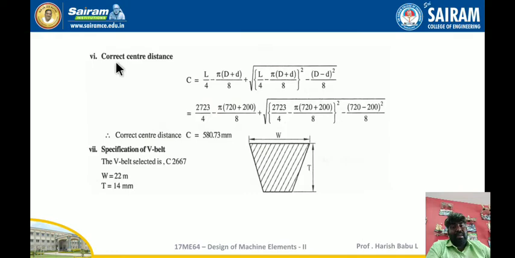The next step will be the correct center distance. So I go for C, L by 4 minus pi D plus d by 8. Substituting all the values of D, L and small d, I get the correct center distance as 580.73 mm. And specifying from the figures, the V-belt selected is C type, 2667 as the nominal inside length, and the width is 22 mm and the thickness is 14 mm. So this is about the problems on V-belt.